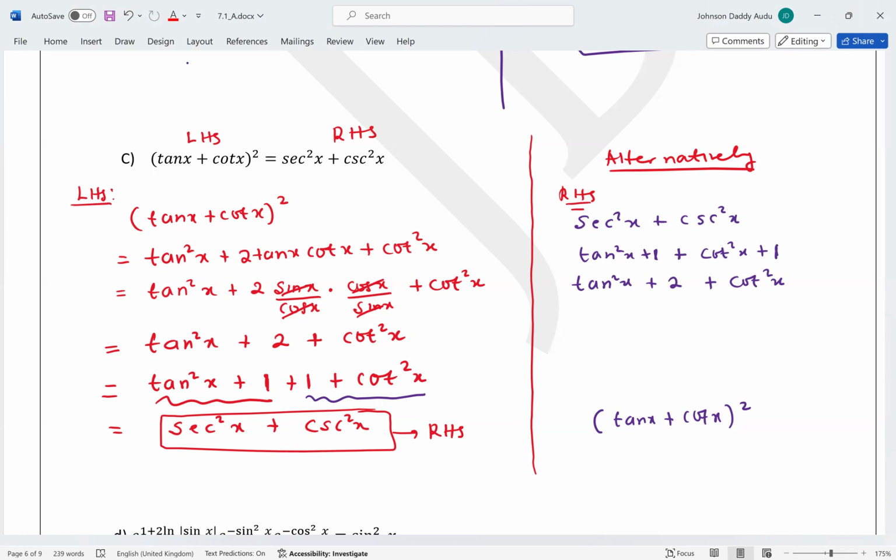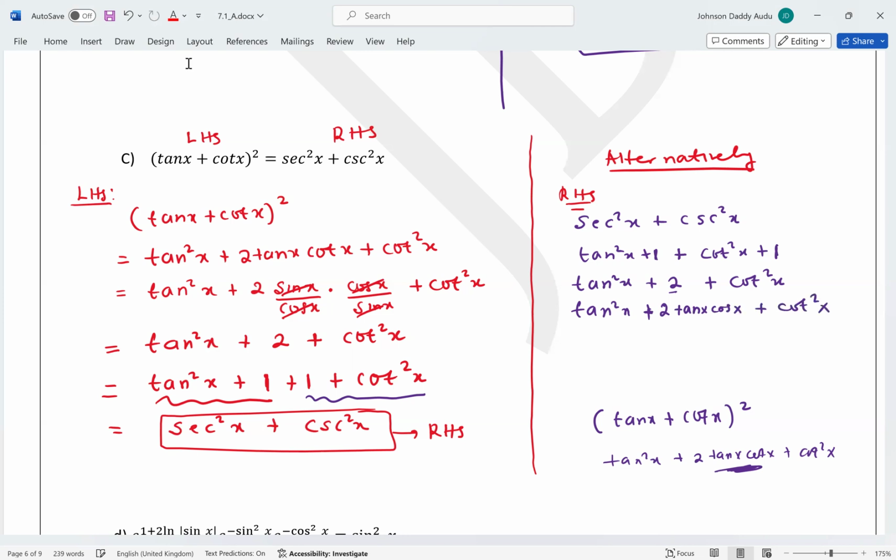This middle term, how can you get it? Because if you want tan x plus cot squared x, you need to have tan squared x plus 2 tan x cot x, then plus cot squared x, right? You can write this as tan squared x plus, now you have to create what you want. This is tan x cot x, which is nothing but just 1.